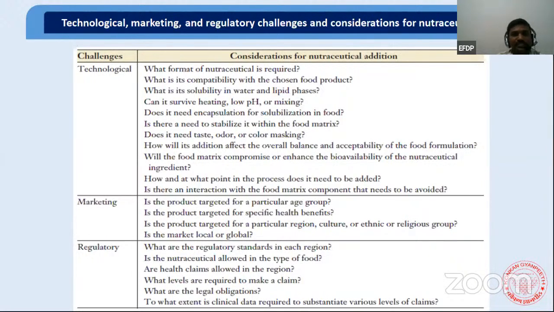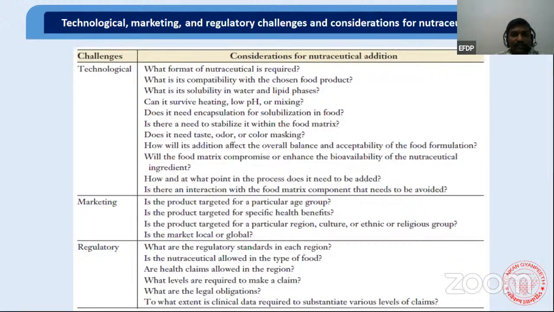So the challenges here, the technological challenges we know, are: what format of nutraceutical is required, what is the compatibility of the chosen food product, and then solubility in water or liquid phase, because many of the biocomponents are not water soluble. So it is very difficult. We have to design it so that it can be absorbed, specifically in human beings.